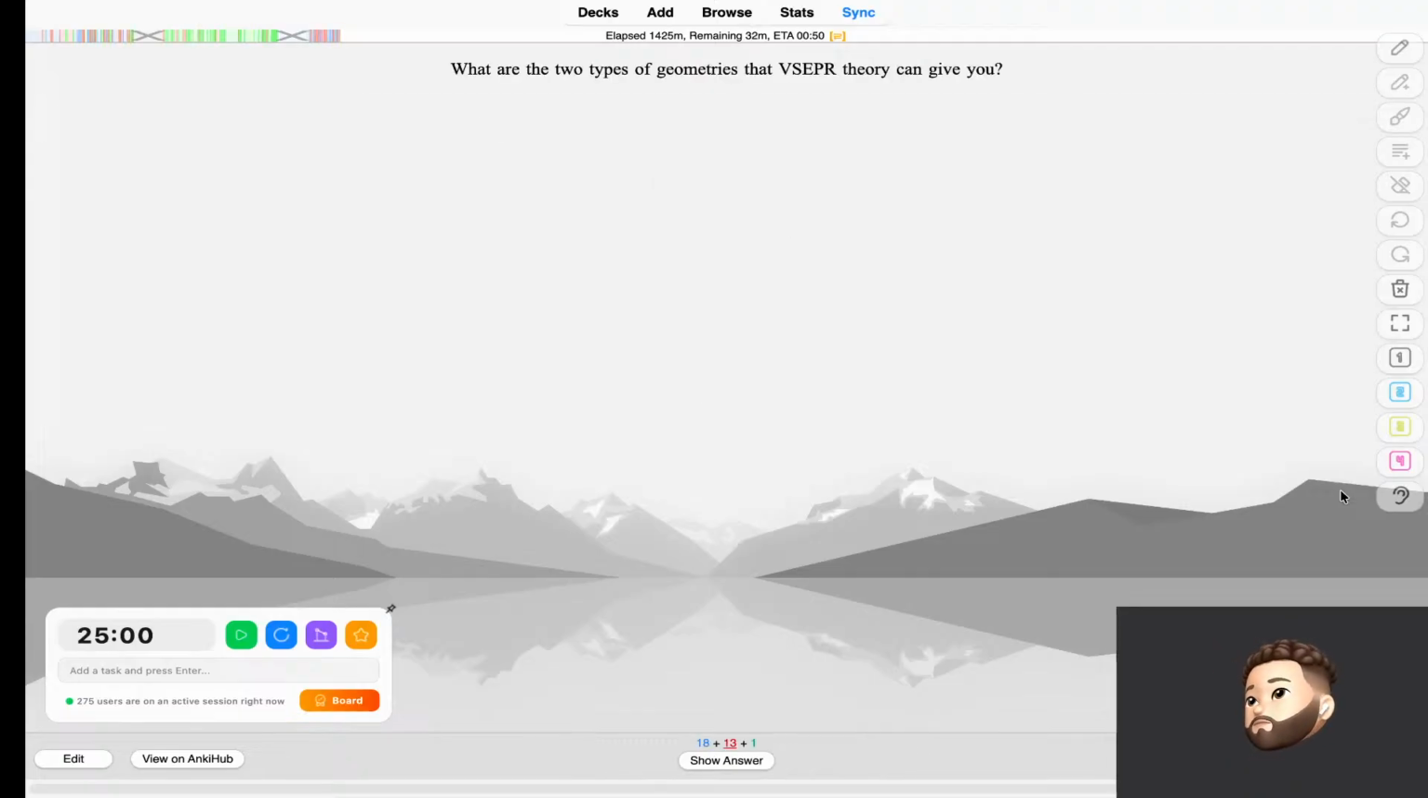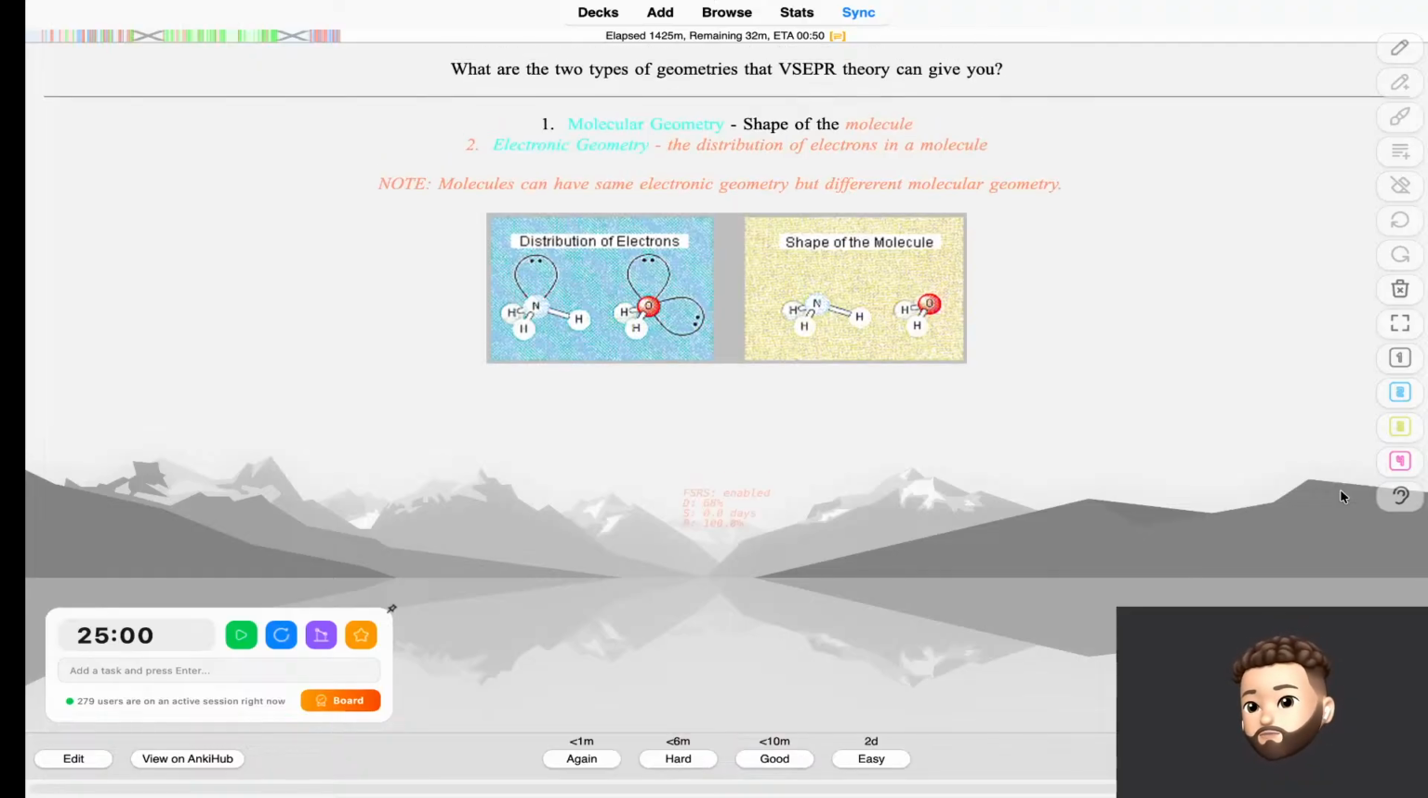What are the two types? You could have electronic geometry and molecular geometry. Molecular geometry is obviously going to be the shape of the molecule. The electronic geometry is going to be the arrangement of the molecule and its electrons. Distribution of electrons in a molecule.